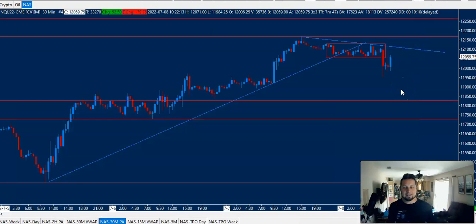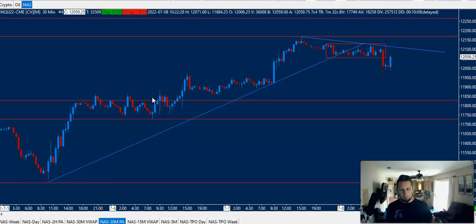All right, so this is the NASDAQ as of today, and this is the 30-minute chart. I just thought this would be a good way to show exactly what I wanted to explain.